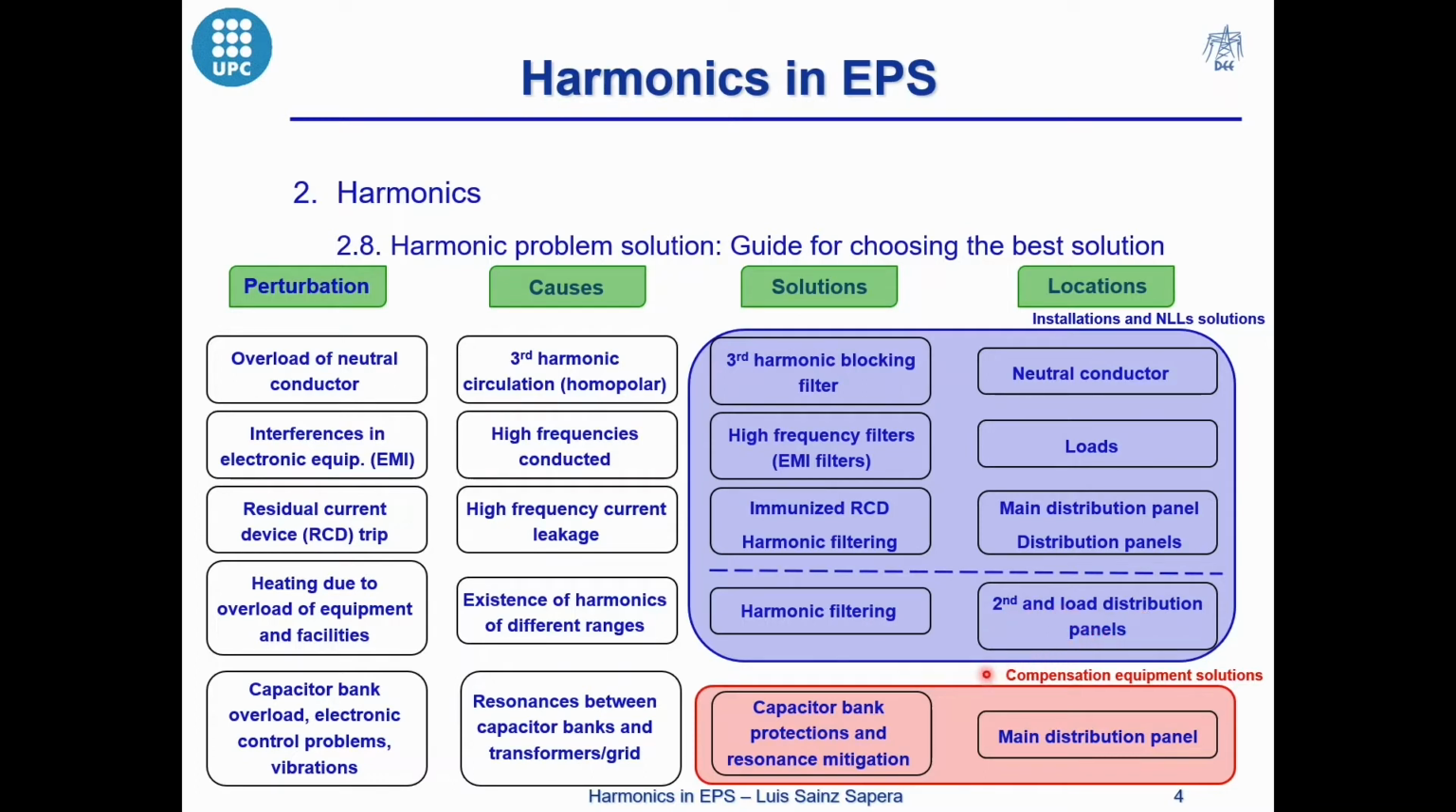Regarding the reactive power compensation equipment solutions, the main issue is the capacitor bank overload, electronic control problems, and vibrations due to the resonances between the capacitor banks and the reactance of transformers and grid. The solutions are capacitor bank protections and the resonance mitigation equipments, which are placed at the main distribution panel.